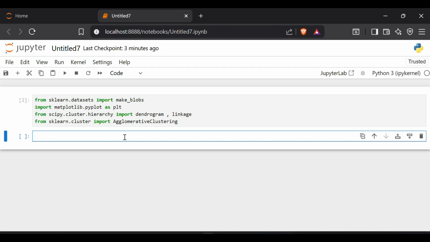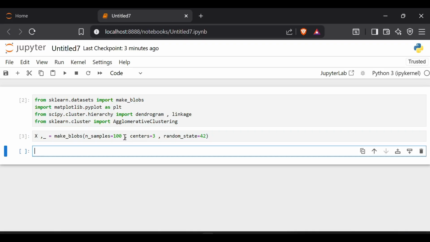Okay, so we will write x, comma, underscore is equal to make_blobs, and you have to give the samples is equal to 100, the centers is equal to 3, and the random state is equal to 42. Okay, so just run this. So we have created the data.